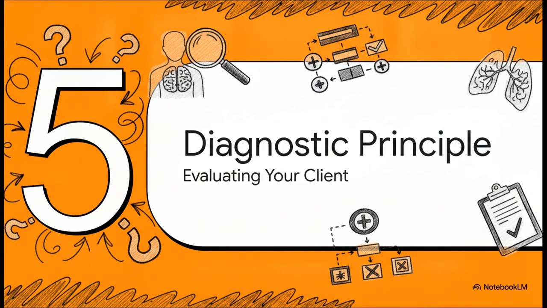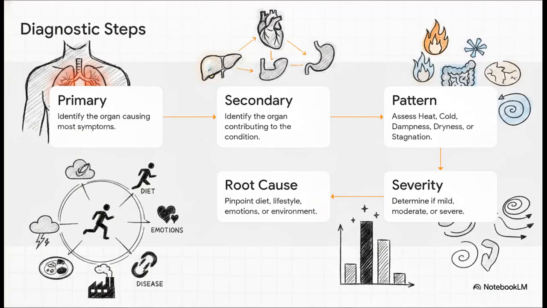And finally, section 5, diagnostic principle, evaluating your client. This right here is your literal clinical checklist. It is the ultimate roadmap for evaluating your next client. Every single client should be assessed using these 5 steps. Step 1, identify the primary organ causing the bulk of the symptoms. Step 2, identify the secondary organ contributing to the condition based on those organ interactions we just talked about.